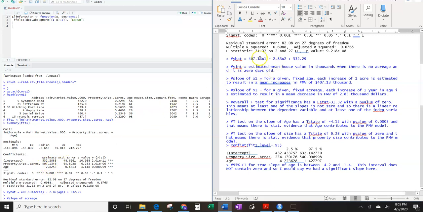The next thing you have to be able to do after you get the prediction equation is explain each piece of that equation. That's very important. So for example, the y-intercept, what is that? Well, that's the estimated mean house value in thousands when there is no acreage and the house is 0 days old. Of course, how can you have no acreage? Well, if your house is back to back on top of everybody else's houses. Can it be 0 days old? I guess it could be brand new, but brand new, we're looking at $500,000 in this area, estimated.